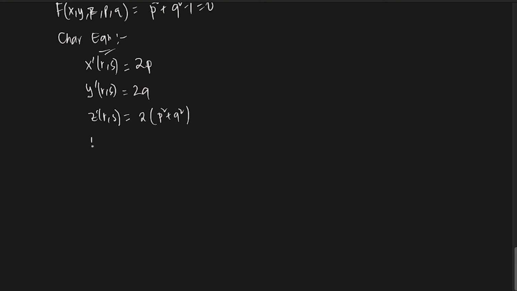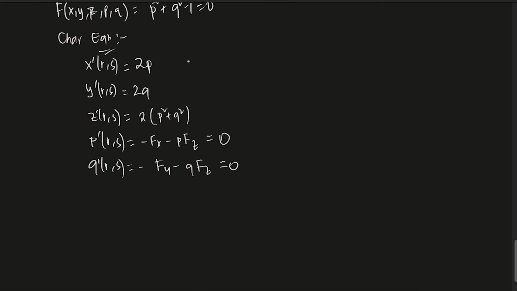Now what is p prime? P prime is minus f x minus p f z. If you calculate this, it is 0. And q prime is similarly minus f y minus q f z, which is again 0, because the function f is independent of x, y and z.